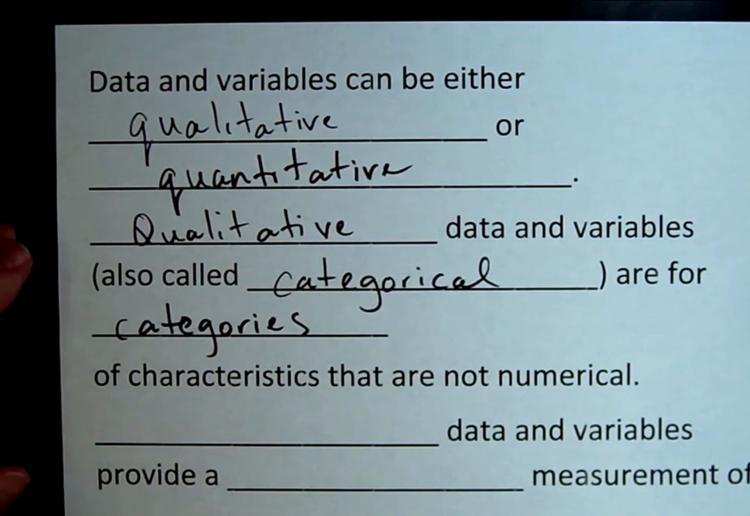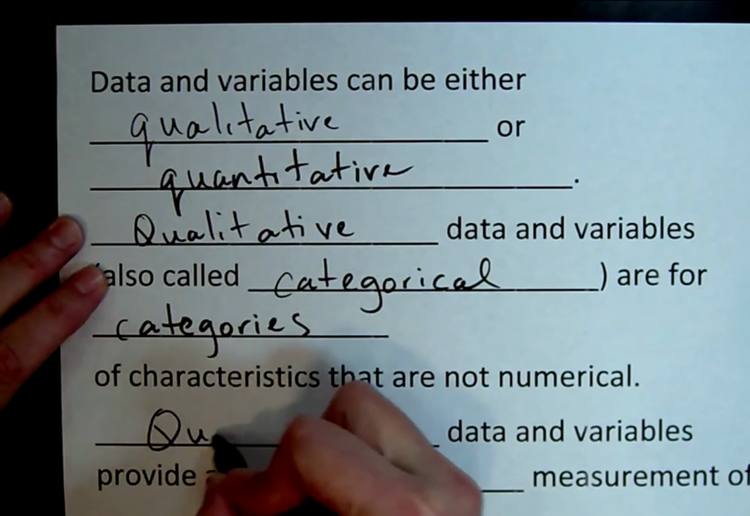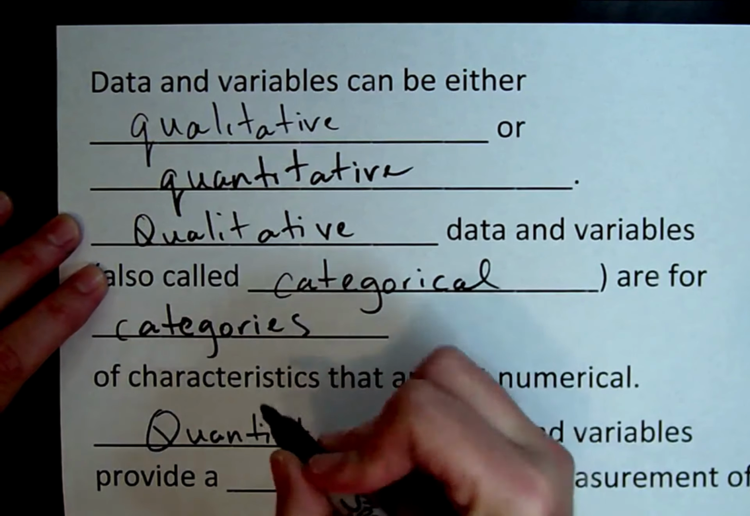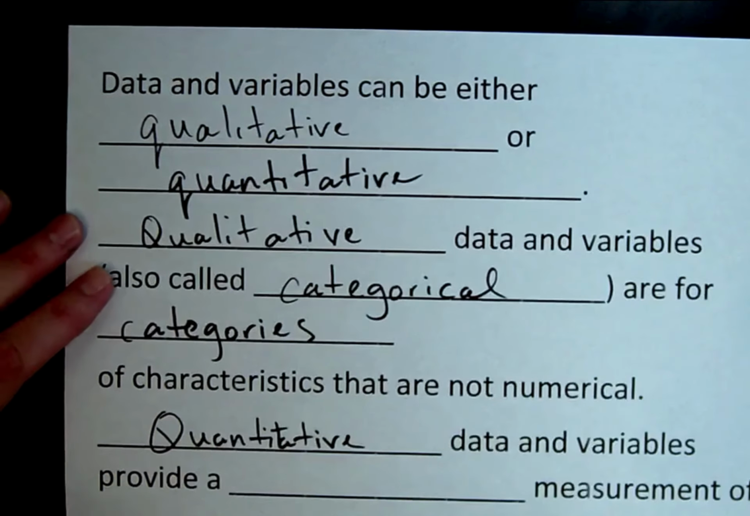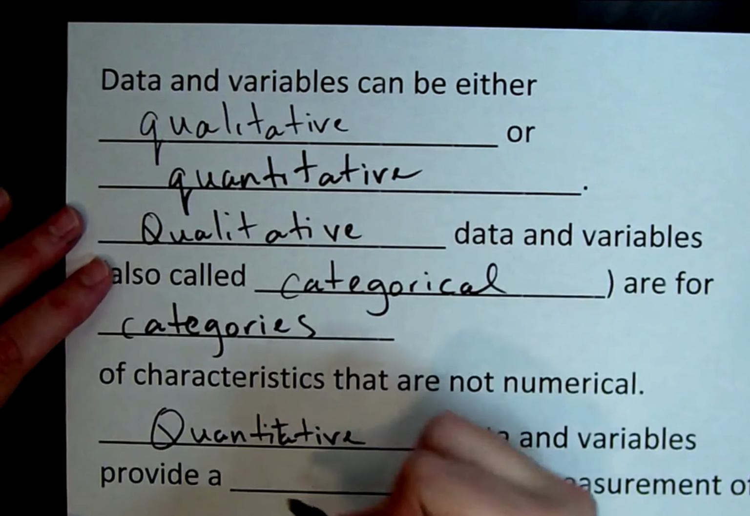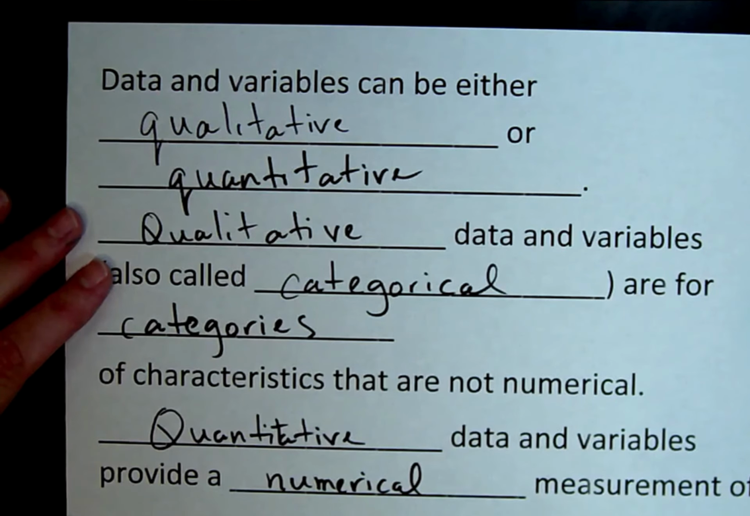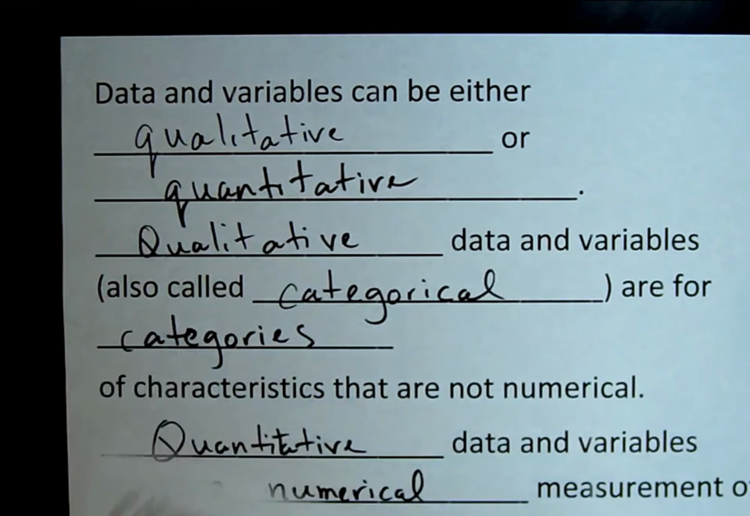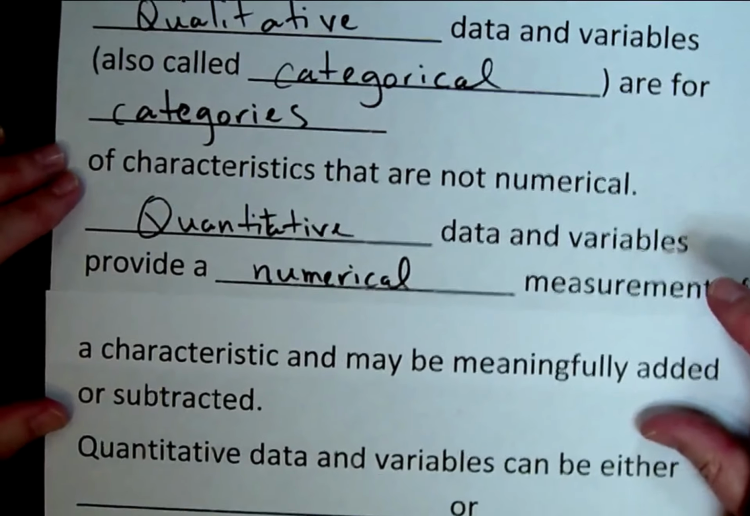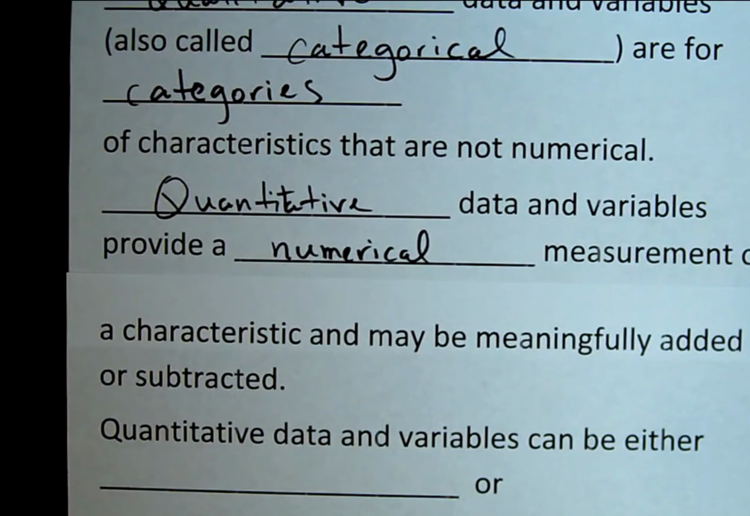On the other hand, quantitative data and variables provide a numerical measurement of a characteristic. And just a point to note is they could be meaningfully added or subtracted. So for example, maybe you're measuring someone's height. Okay, you're measuring people's heights. You could meaningfully subtract two people's heights and tell you the difference in the heights between those two individuals.